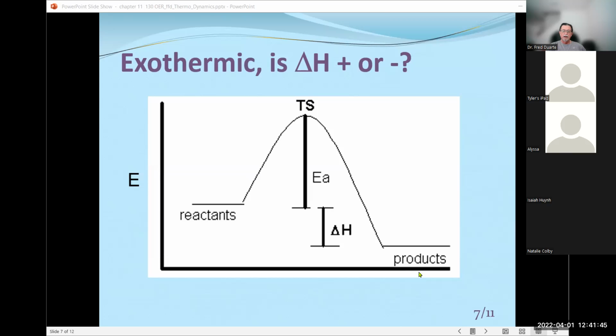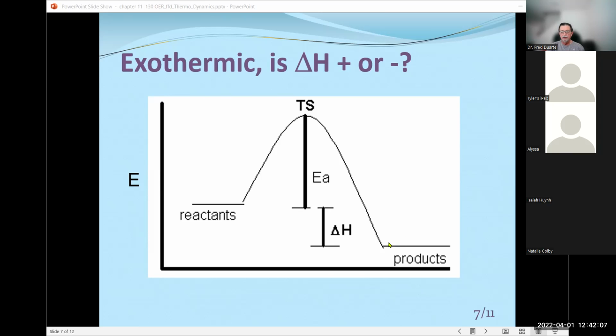Okay. In this case here, you're given a graph with all the major units there, where the reactants are, the transition state, energy of activation, delta H, and products. And they're asking you here, is this an exothermic? Is delta H negative or positive?